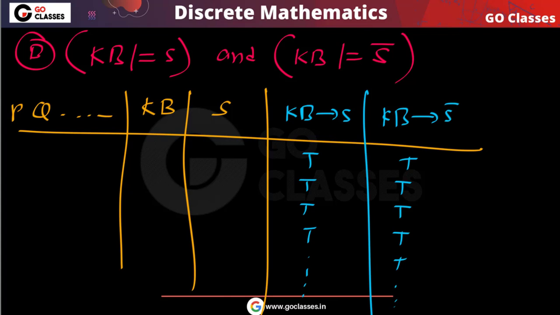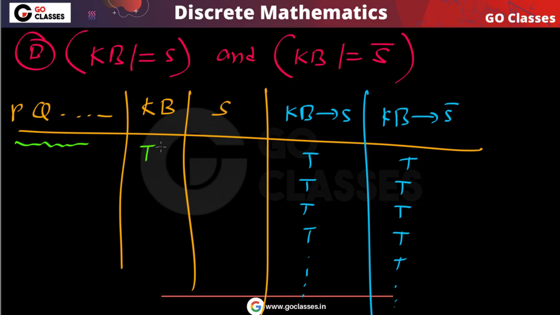Now option B is asking, is it possible that this is also a tautology and this is also a tautology? Let's try to make it possible. One thing you can observe is that the knowledge base can never be true. Why? Assume for any row in the truth table that the knowledge base is true. Now what will be the value of S in this row?